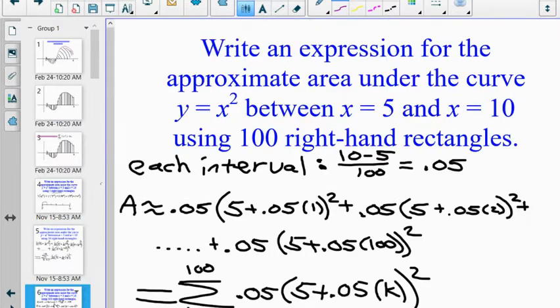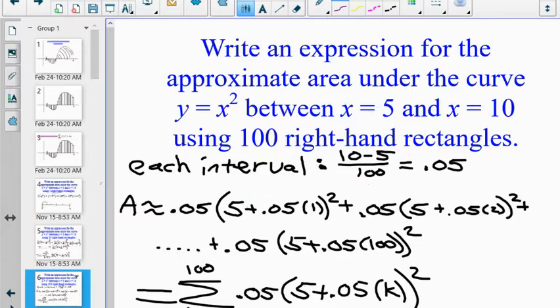If I'm doing 100 rectangles, well, the work I have to do ahead of time is to say, well, if I've got from 5 to 10, an interval of length 5 divided up into 100 units, each one of those rectangles, each one of those intervals has a width of 0.05, 5 divided by 100. So for each one of these, the width of the rectangle is 0.05, and then the place where I evaluate it will be 0.05 times more than where I'm starting this interval, in this case at x equals 5.